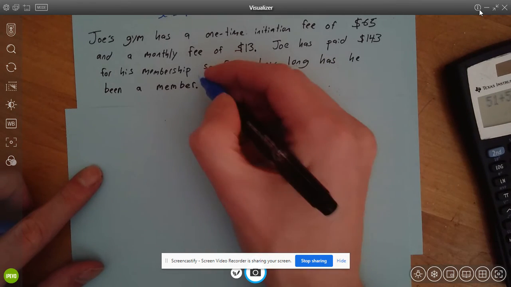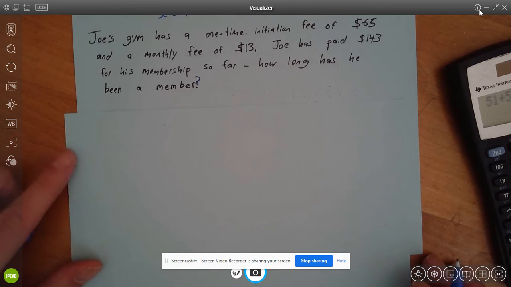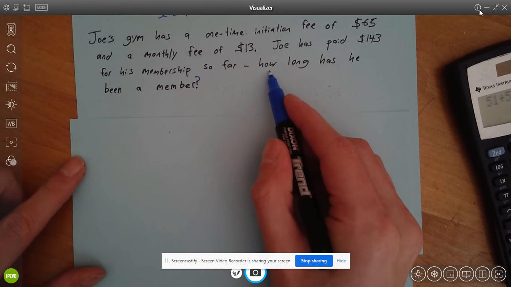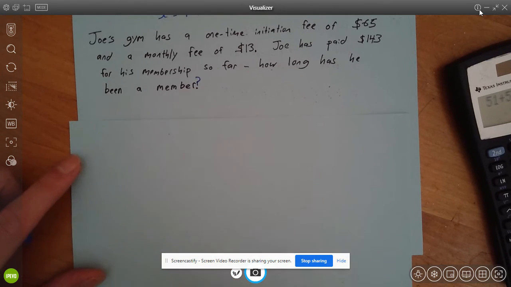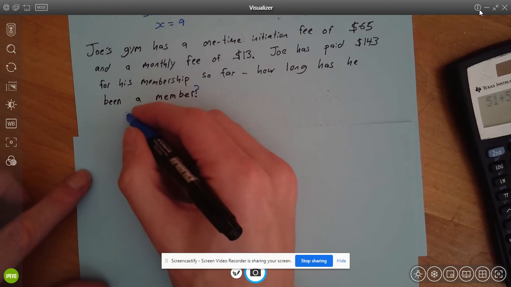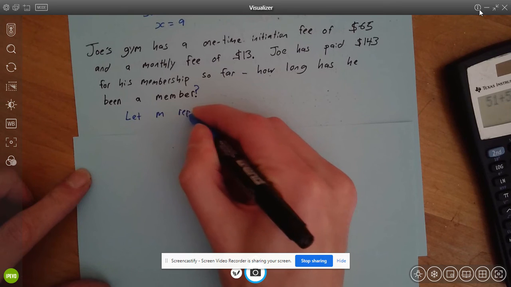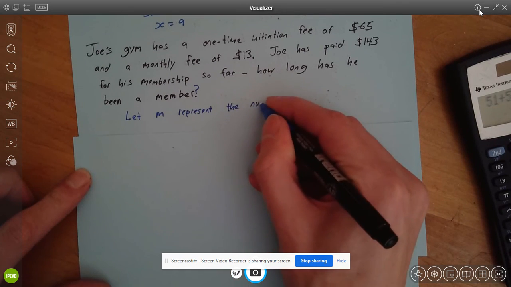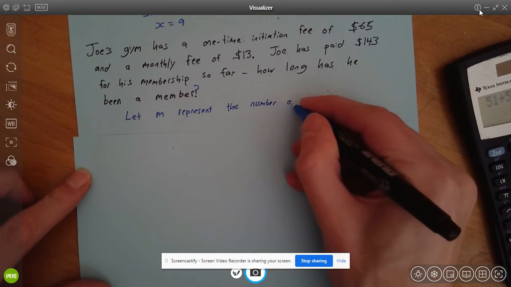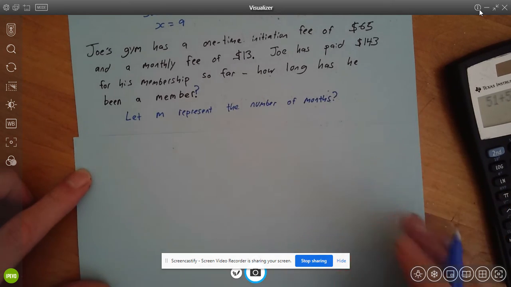How long has he been a member? I forgot my question mark. So we want to know how many months Joe has been going to the gym. Oftentimes, the question at the end of a word problem will tell us what we want to know: how many months Joe's been a member. So why don't we let M represent the number of months. So I'm using M to stand for months, and often what the question is asking for can help us choose a variable.